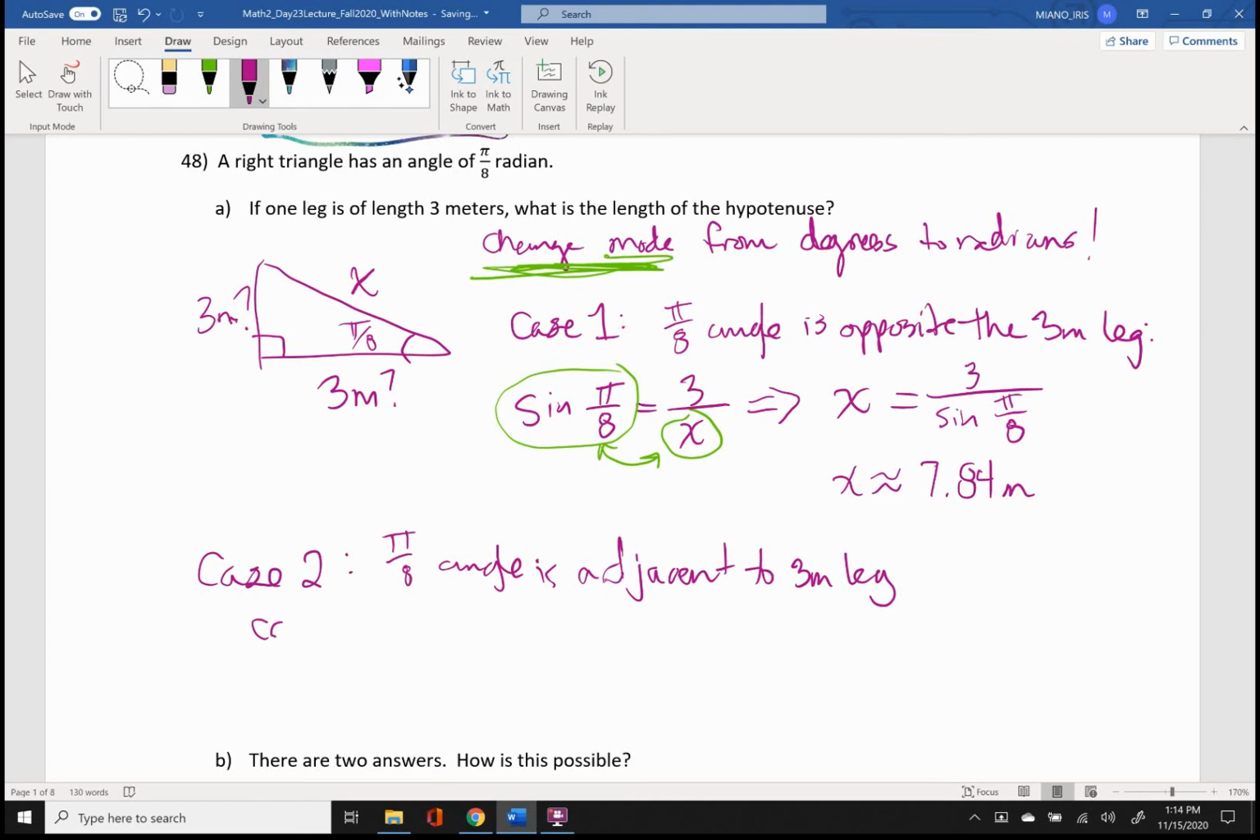Cosine being adjacent over hypotenuse. So that'll be the cosine of pi over 8 is equal to 3 over x this time. Remember, do the algebraic switcheroo, which means that x has to equal 3 over the cosine of pi over 8. Carefully type this into your calculator, taking into account appropriate syntax, and you will get x is approximately 3.25 meters.